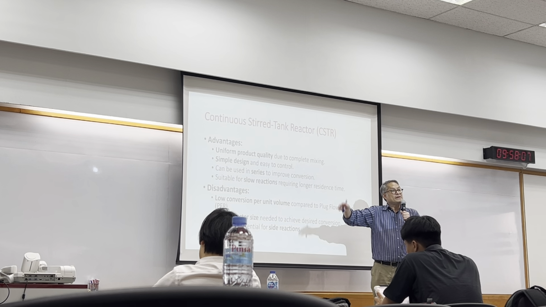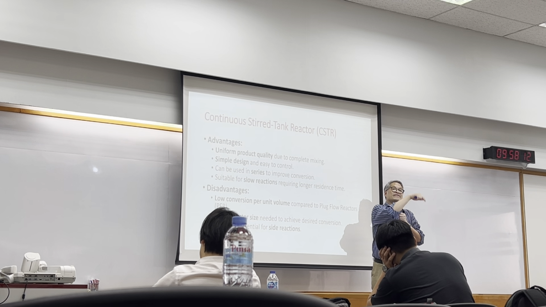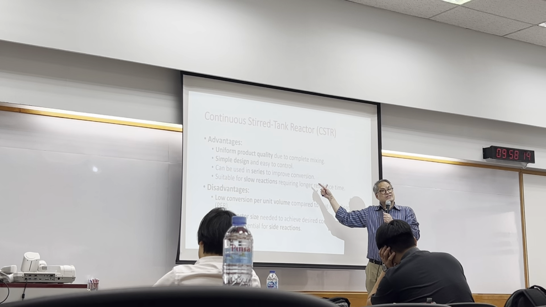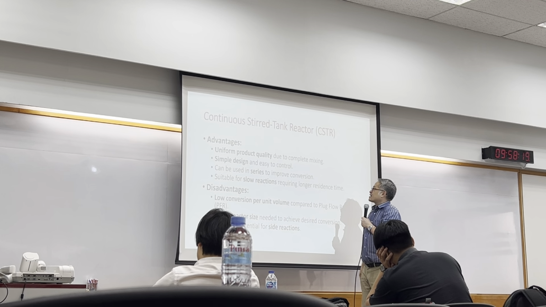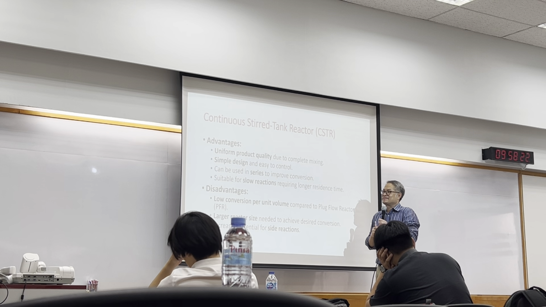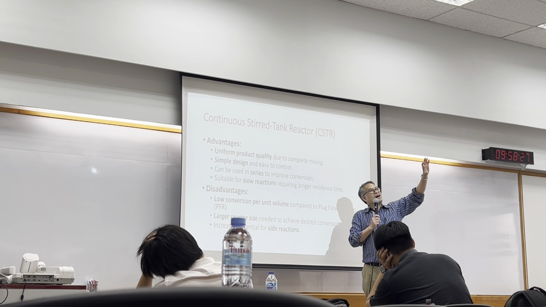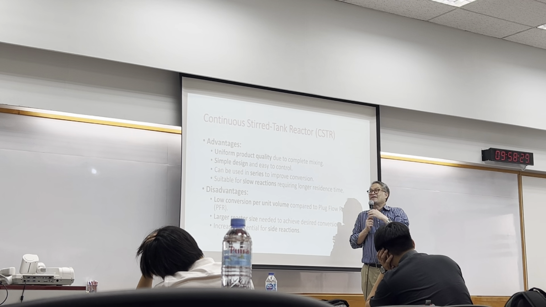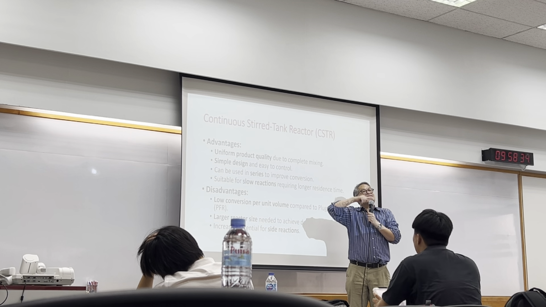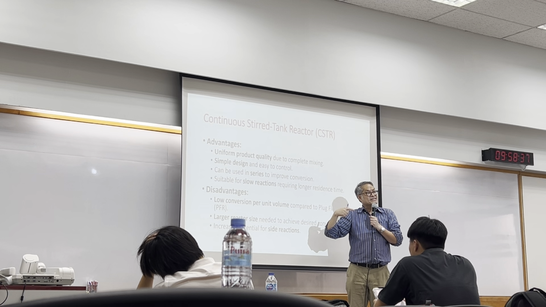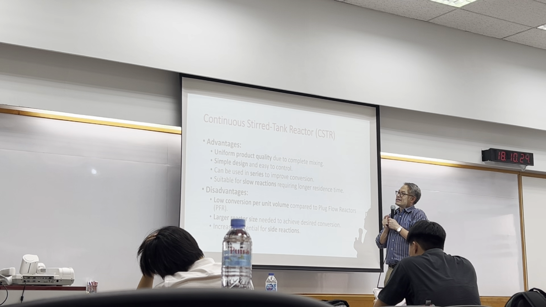So instead of just one big tank, we might have several small tanks connected in series, and that usually improves the conversion. Then it's suitable for slow reactions requiring longer residence time. If the tank is big and the feed is slow, then the residence time, meaning the time that the contents spend inside the reactor, is longer. If you want it to spend longer, you decrease the flow rate.